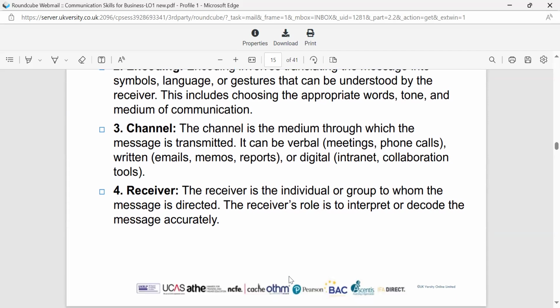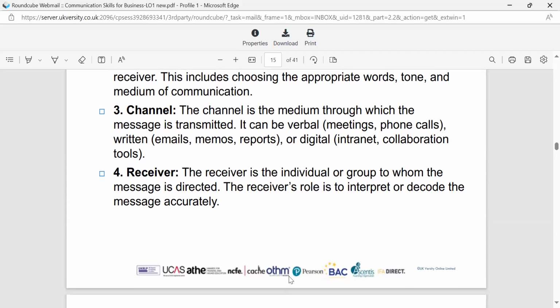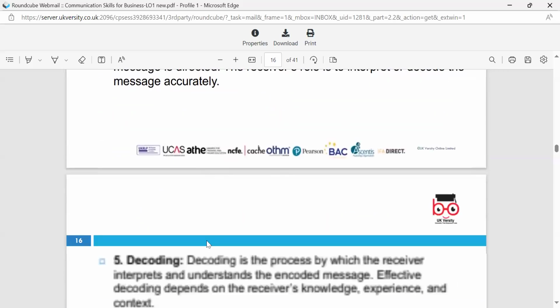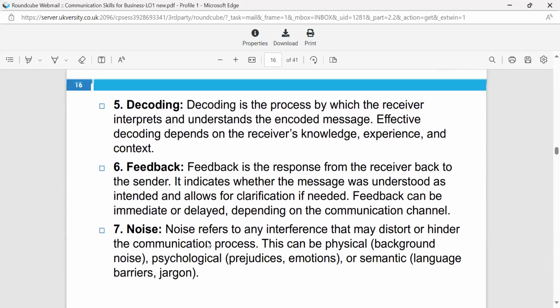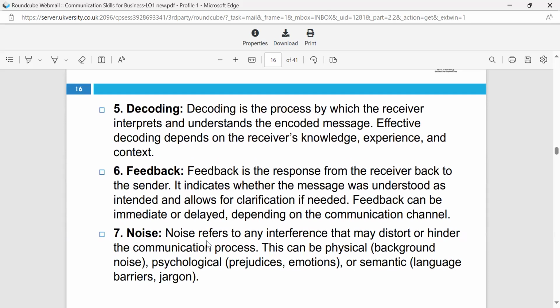Number 4 is the receiver, the individual or group to whom the message is directed, and the receiver's role is to interpret or decode the message accurately. Decoding, number 5. Decoding is the process by which the receiver interprets and understands the message. Effective decoding depends on the receiver's knowledge, experience and context. So how it is sent, how it is decoded, and how the person understands the message.